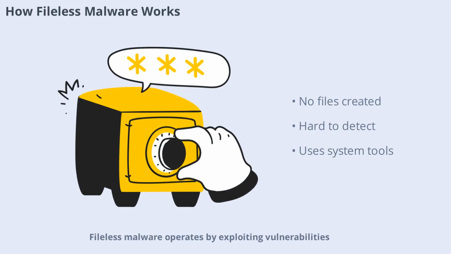Fileless malware operates by exploiting vulnerabilities in your system's memory or software. It can enter through malicious links or compromised websites, then use trusted system tools to execute harmful commands. Since it doesn't leave files behind, traditional scanning methods often miss it. This makes regular system updates and cautious browsing habits even more important for your safety.